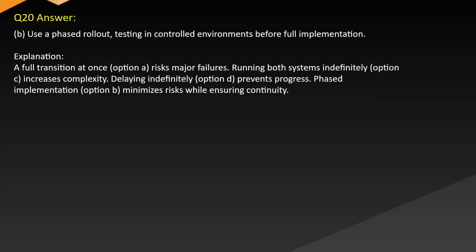Answer: B. Use a phased rollout, testing in controlled environments before full implementation. Explanation: a full transition at once, option A, risks major failures. Running both systems indefinitely, option C, increases complexity. Delaying indefinitely, option D, prevents progress. Phased implementation, option B, minimizes risks while ensuring continuity.